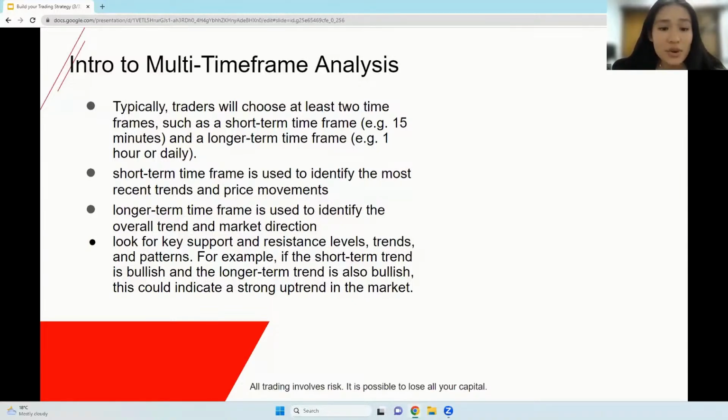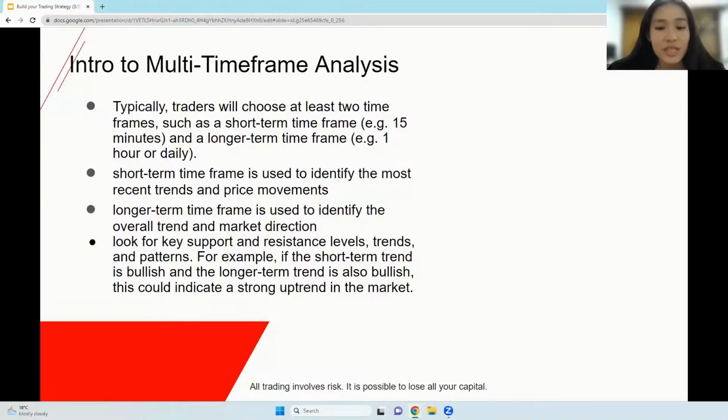So you want to look for key resistance levels, trends, and patterns. These tend to involve looking at your indicators, looking at your Fibonacci levels, and so on and so forth. For example, if the short-term trend is bullish and the longer-term trend is also bullish, this could indicate a strong uptrend in the market. Conversely, if the longer-term trend is bearish, the trader may look to sell or short the market.